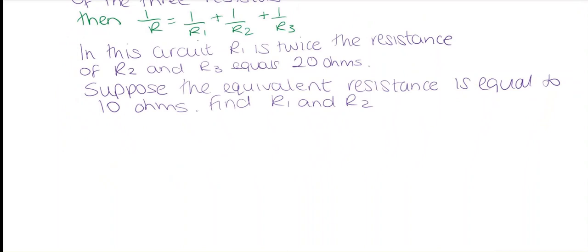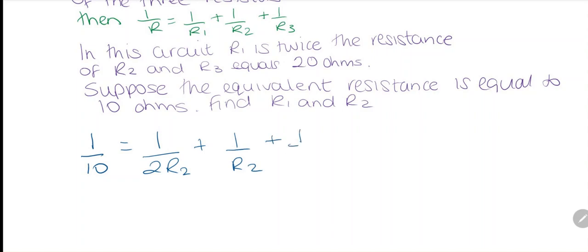So if it's equal, 1 over R, so this is 1/10, and then we're told that R1 is twice of R2, so this is 1 over 2R2, and then we have 1 over R2, and we're told that R3 is equal to 20 ohms. So we have R is 10, R1 is 2R2, and R3 is 20.